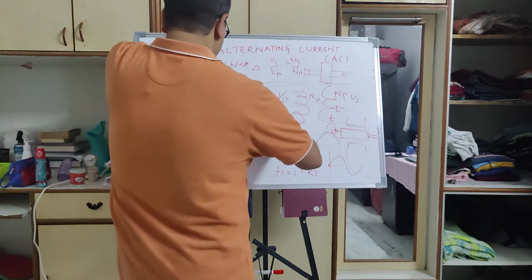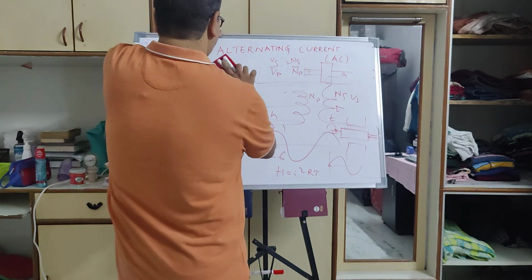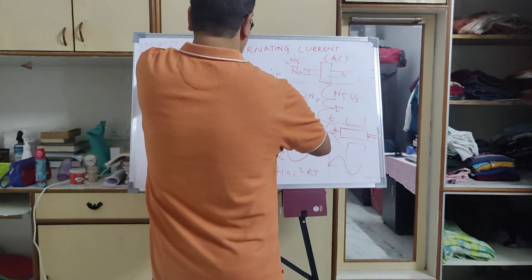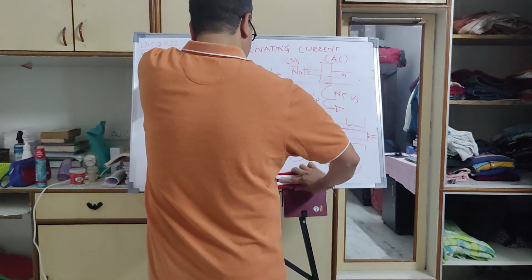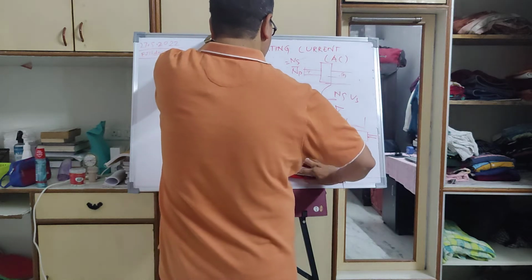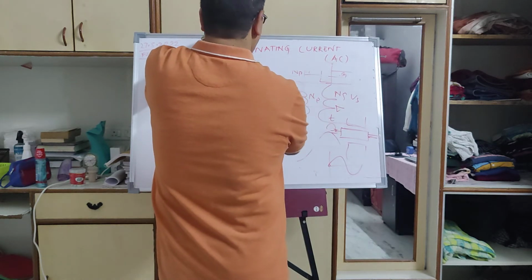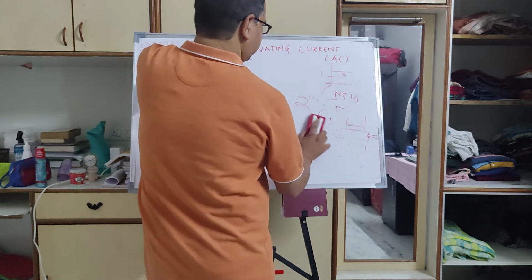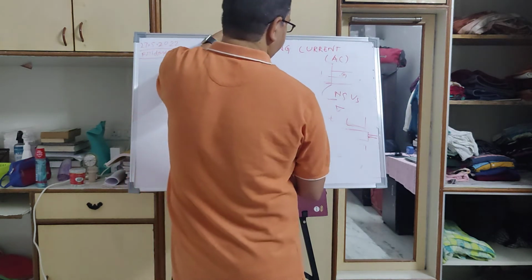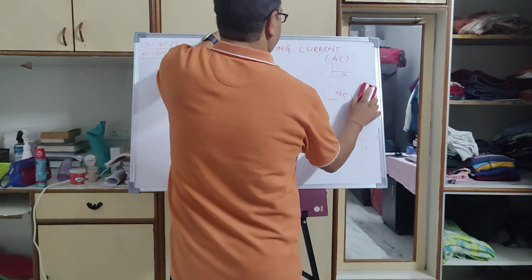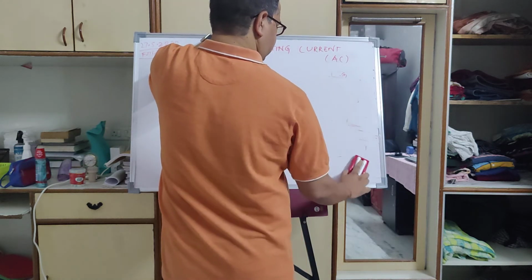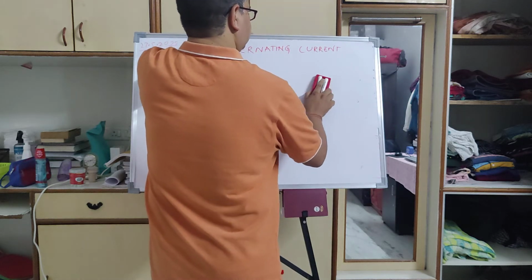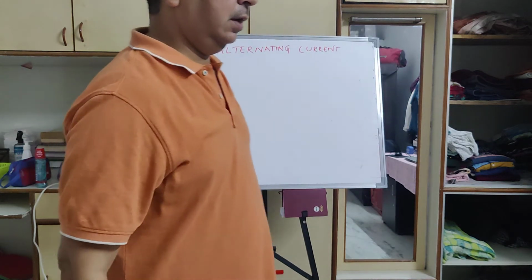There can be different types of AC circuit: a circuit having only a resistor, only a capacitor, only an inductor, a combination of inductor plus capacitor, or a combination of resistor, inductor and capacitor. So there can be multiple arrangements, and we will quickly go through those.